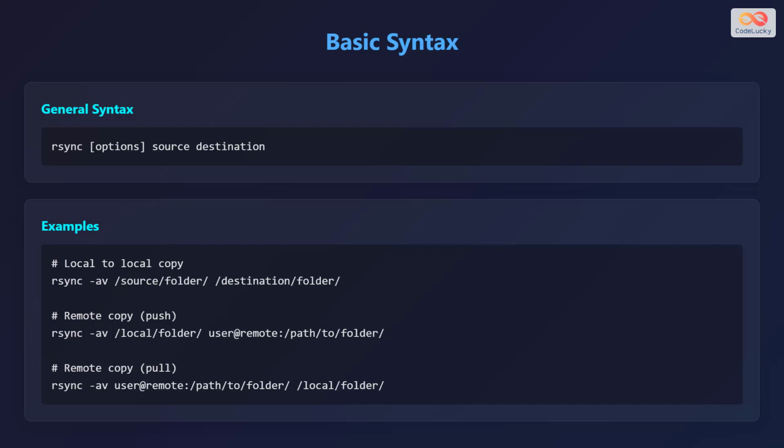To copy to a remote location, use rsync local_folder/ user@remote:path/to/folder/. For copying or pulling from a remote server to a local system, you would use rsync user@remote:path/to/folder/ /local/folder/.